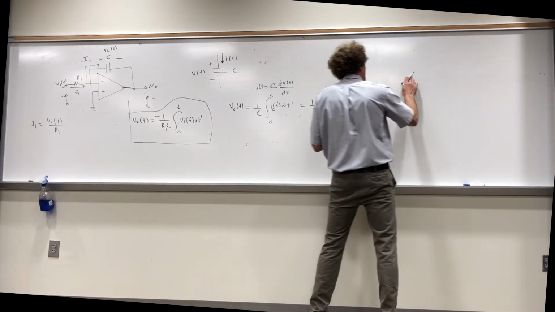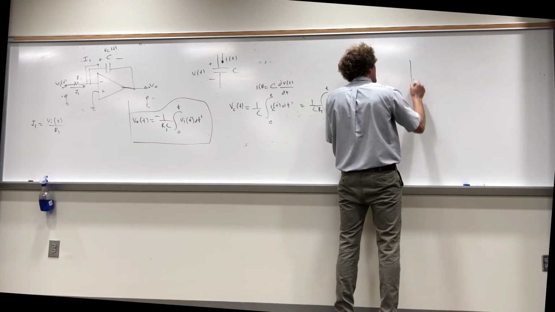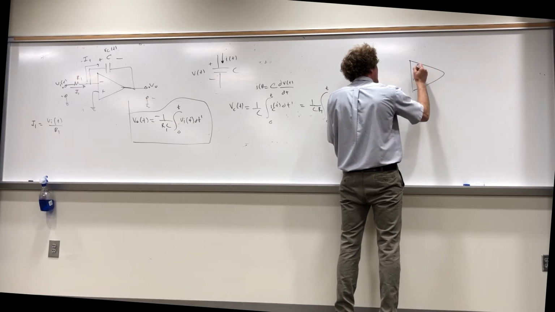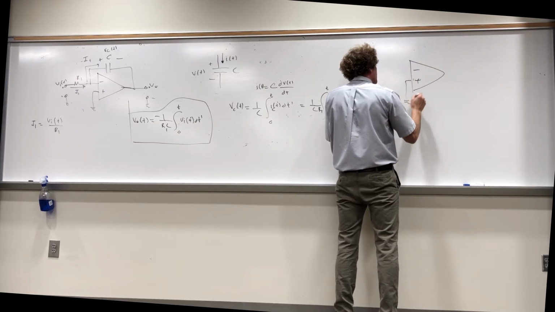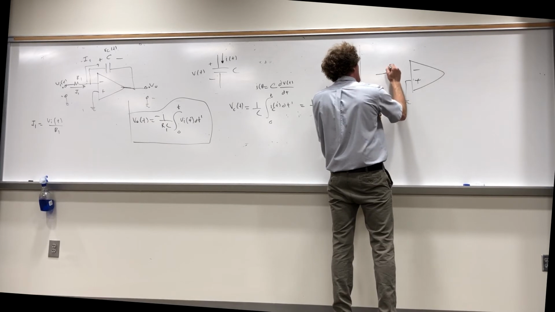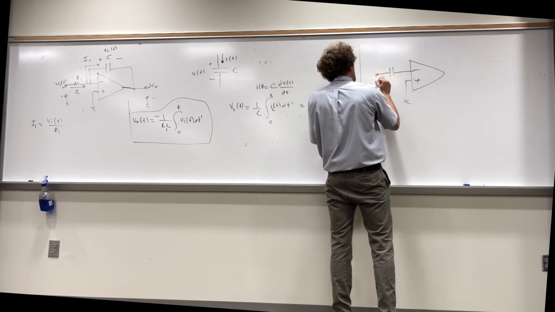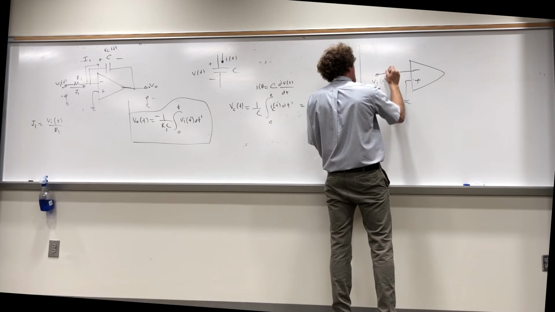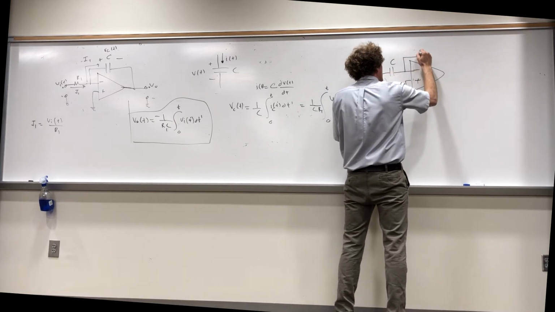Now, the next thing is, what if I had this circuit? This is called a differentiator. Here I put my capacitor on the input terminal. This is Vin of t. And then I put a resistor here.